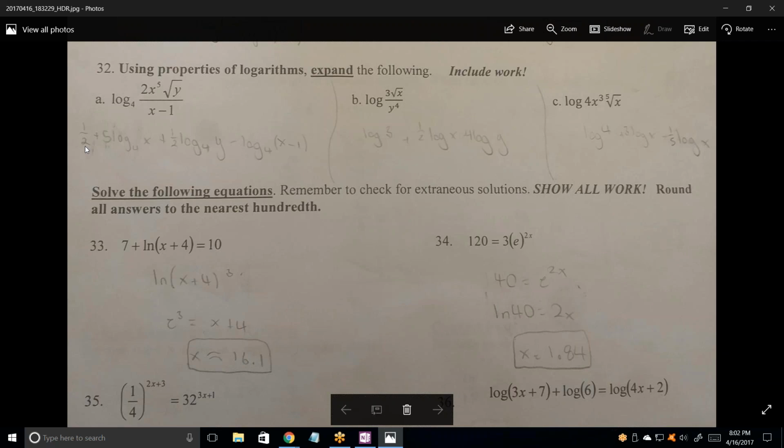Well, I had it first as 5 log base 4 of 2x to the fifth. But then I went to her key, and she put it in front as a 1/2, so I had to change it. Okay.